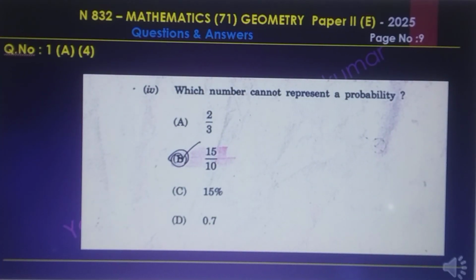Question number 4. If the radius of a cone is 5 cm, its perpendicular height is 12 cm, then the slant height is 13 cm. Answer is 13 cm.